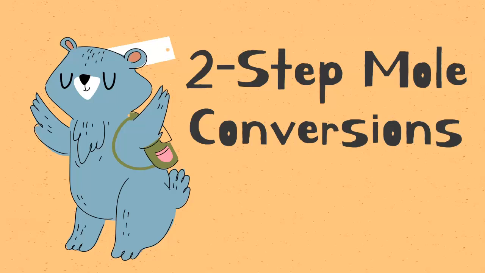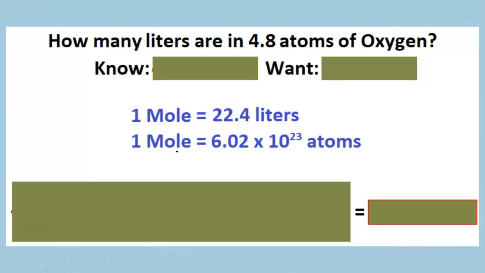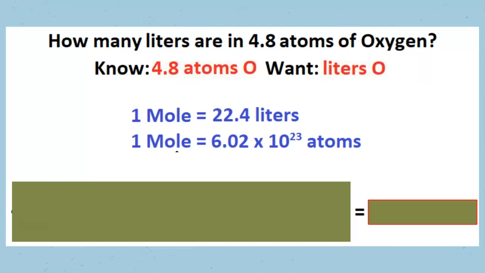Now we can take it one step further and do a two-step mole conversion. For example, how many liters are in 4.8 atoms of oxygen? We know that we have 4.8 atoms of oxygen. We want the liters of oxygen, so we can use the mole as a bridge to go between atoms and liters. We know that both of them do have a relationship with moles. So 1 mole equals 22.4 liters, and 1 mole is also equal to 6.02 times 10 to the 23 atoms.